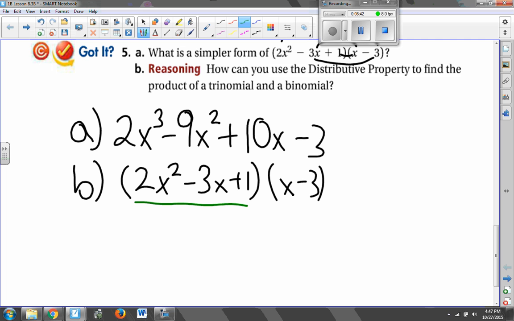binomial at the end. So do 2x squared times x, 2x squared times negative 3, then do negative 3x times x, negative 3x times negative 3, 1 times x, 1 times negative 3. I just have there 6 pieces instead of 4 as we did before. But you can certainly use the distributive property, or you can use this vertical method, whichever you prefer.